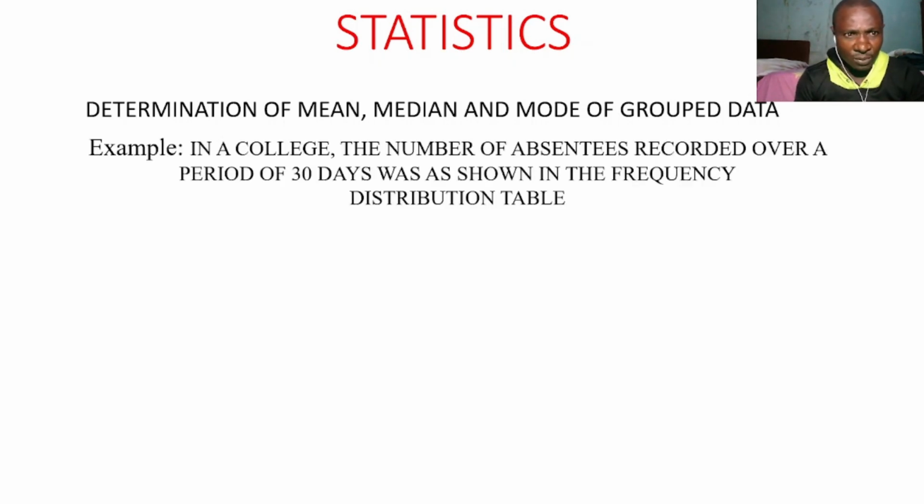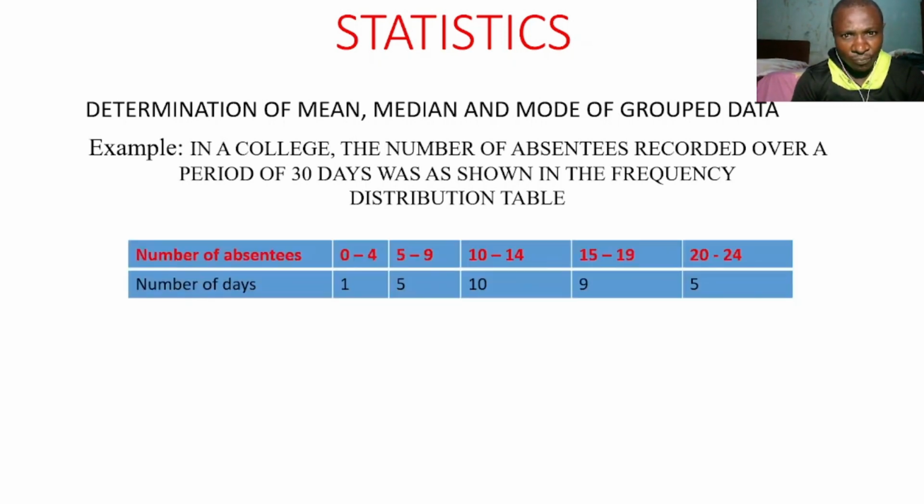We have an example in these questions. It says, in a college, the number of absentees recorded over a period of 30 days was as shown in the frequency distribution table below. This is the frequency distribution table. We have the number of absentees, which actually connotes our class interval in this case. And we have number of days, which also connotes our frequency. The number of absentees was actually grouped. That is why it is called a group frequency distribution.